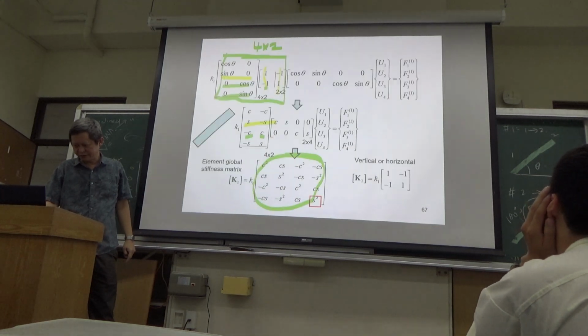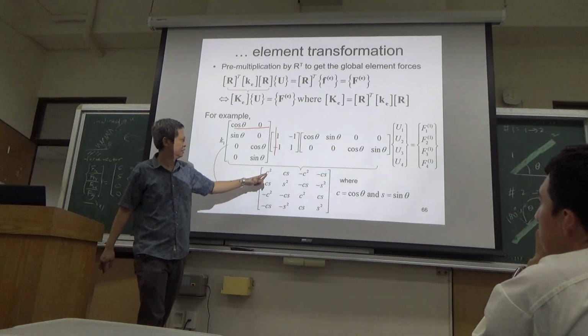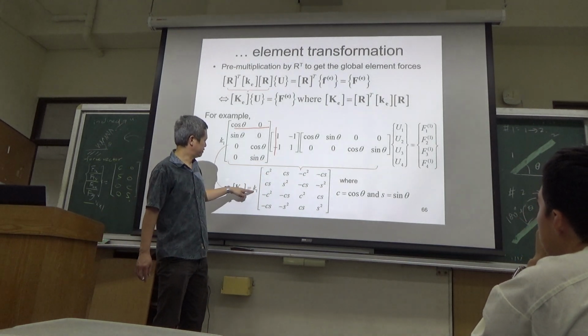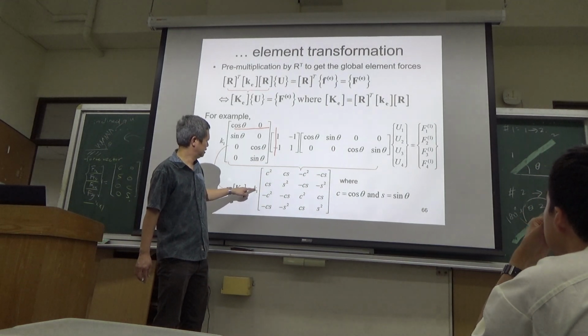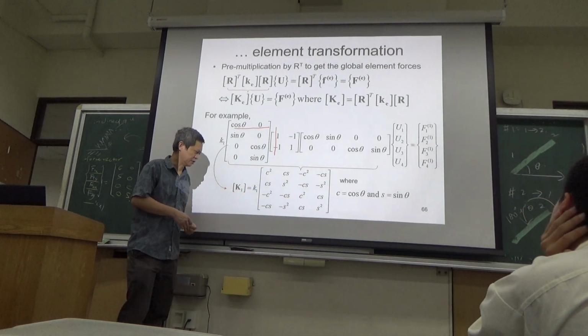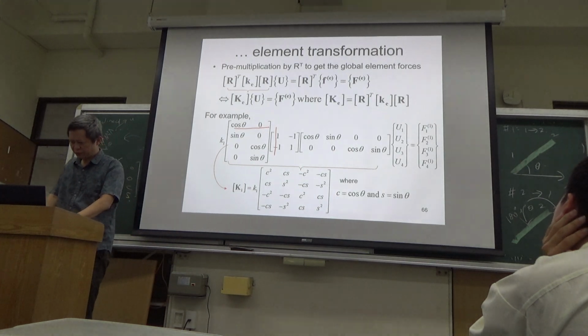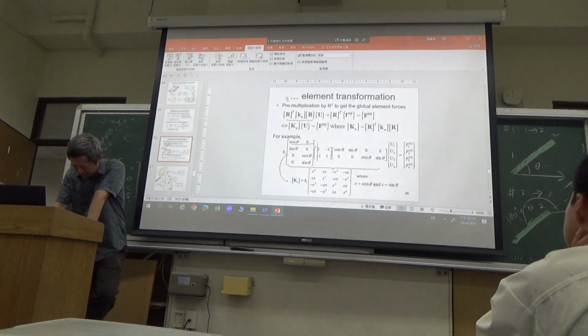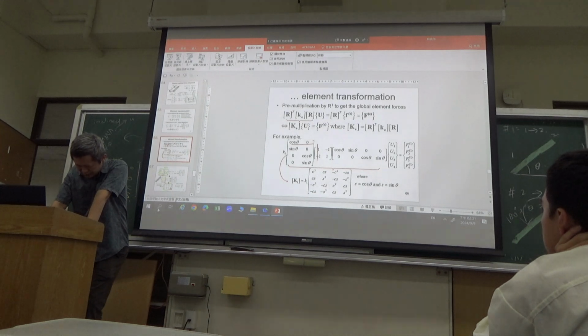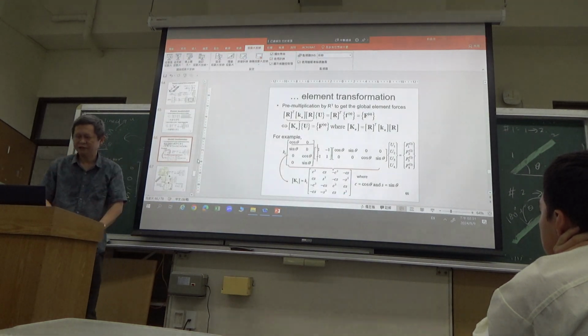Then you can finally obtain this stiffness matrix. It's the local stiffness times this whole bunch of matrices. To help you understand better, we have also prepared the MATLAB code. So you just need to run these operations.